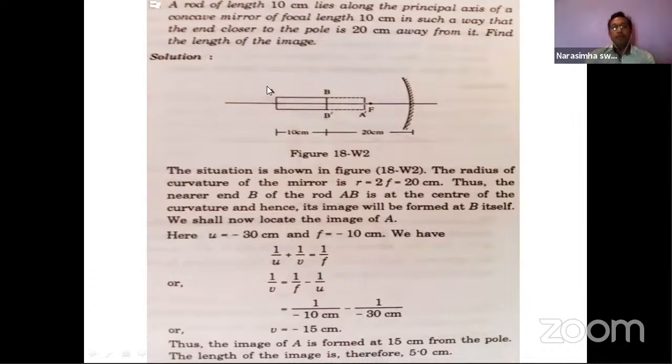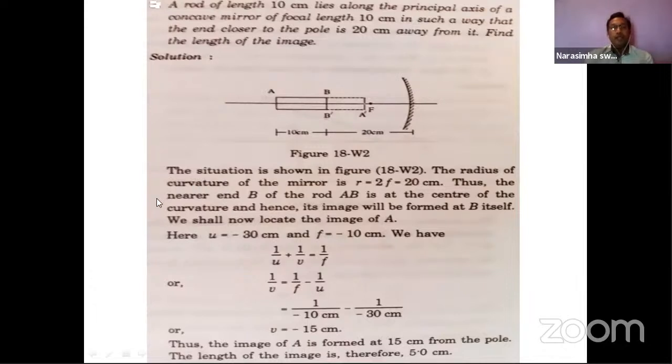So in the problem, look at this. The length of the rod AB is given as 10 centimeters, and the first edge of this rod, near the mirror, is at a distance of 20 centimeters. Now we don't know where the center of curvature is, so we need to find that. And actually what is being asked is to find the length of the image. Clear?